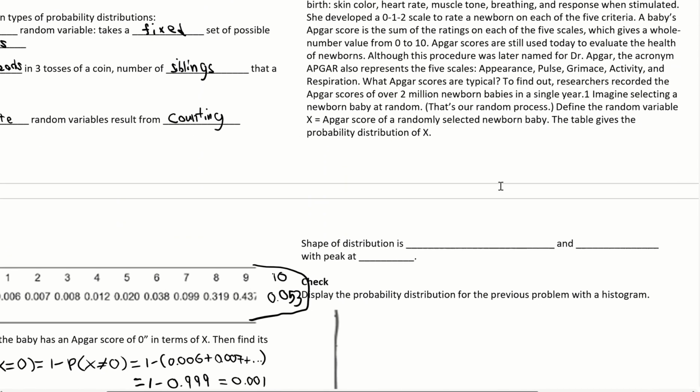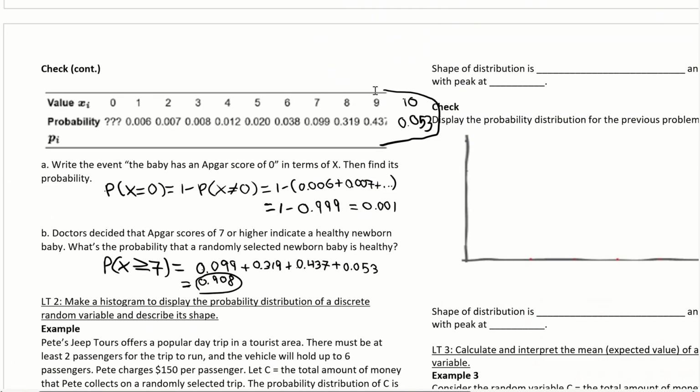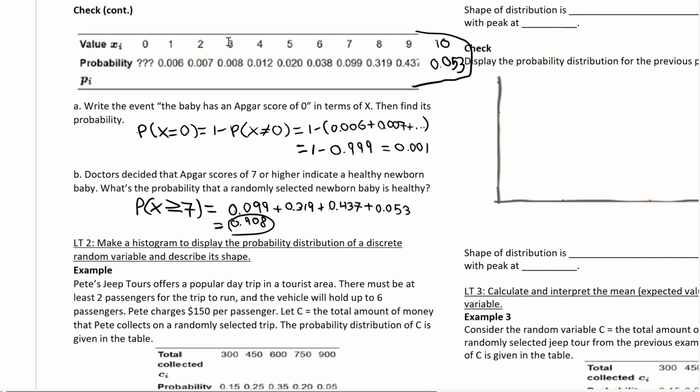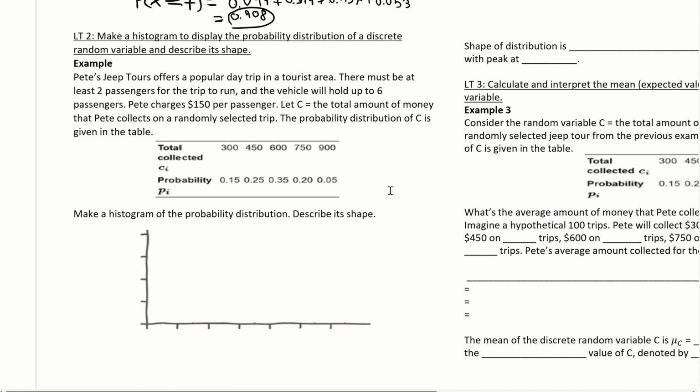Then we did the check here. The check was about the APGAR scores, from 0 through 10, and these are the probabilities. You're trying to find the missing probability. To get the missing probability, the probabilities have to add up to 1. So we add these probabilities together, subtract from 1, and you get that. If you wanted 7 or more, you just add these numbers up: 7, 8, 9, or 10, if you wanted at least 7 for the baby to be healthy. And that concludes learning target 1.